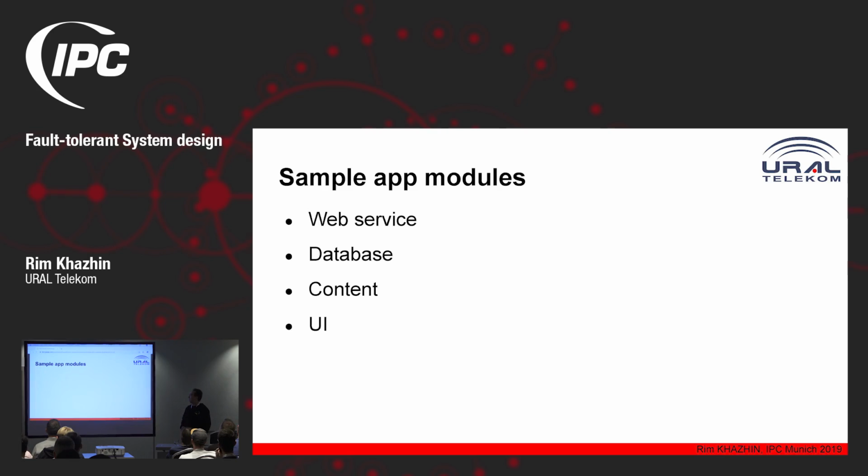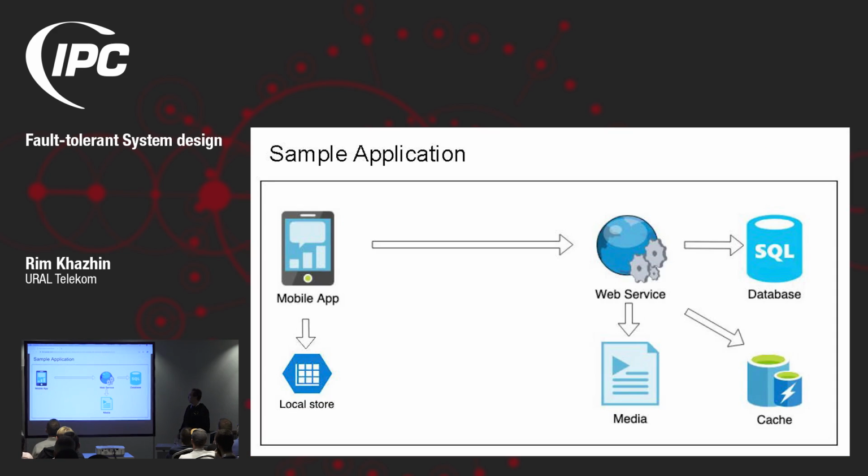So, what are the sample application modules? For example, the web service, database, content, UI. Anything else that you want to add? Let's make a sample design. So, this is the application. This is like a mobile application or a web application. This is the web service, storage, and media files located somewhere.